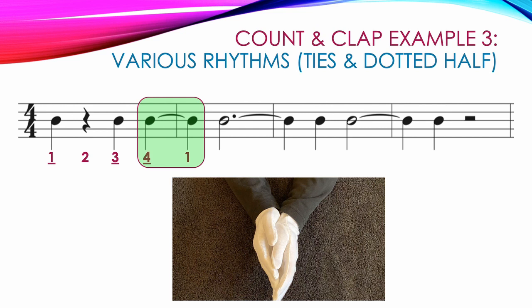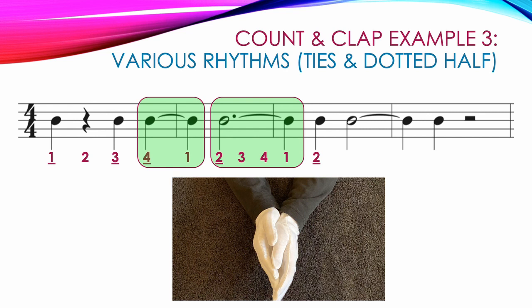Then we have a dotted half note that starts on count 2 and goes all the way across to the next count 1 in measure 3. So we keep our hands together and clap on 2, 3, 4, 1. It would look like this, 2, 3, 4, 1. The next quarter note comes on count 2 in measure 3 and gets its own clap.